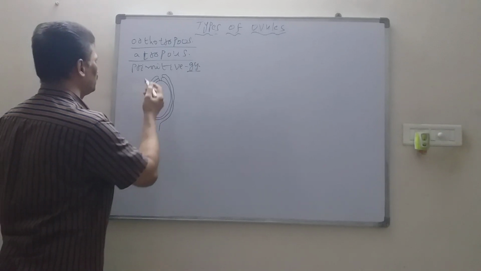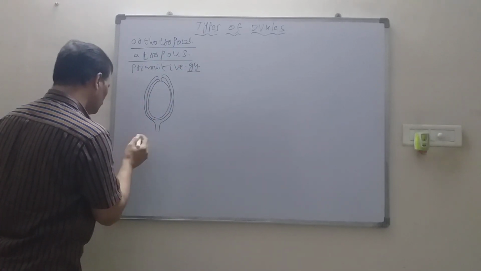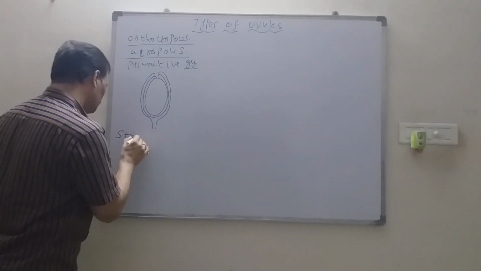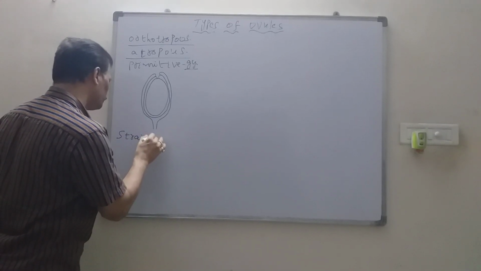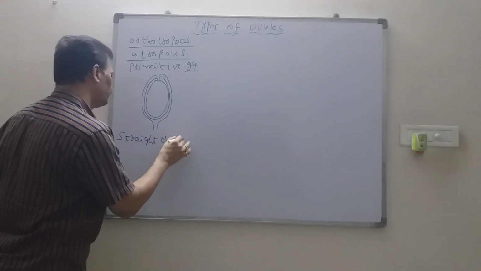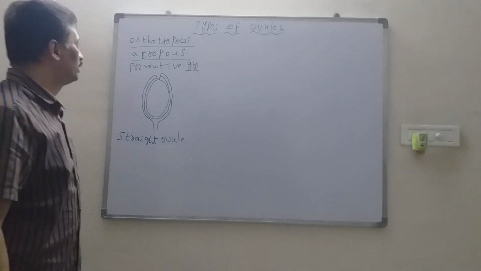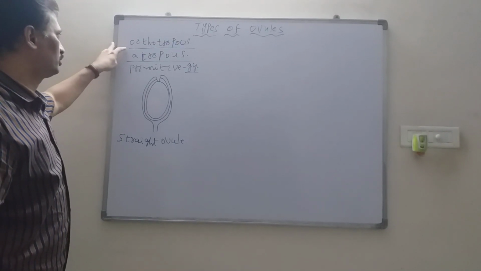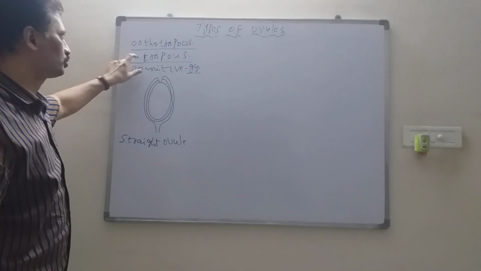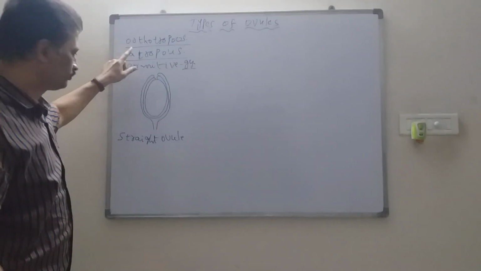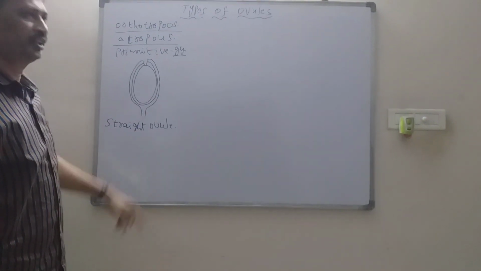In this way, this orthotropous ovule is also called the straight ovule. That means there are so many names for the orthotropous ovule. It is also called the atropous ovule. Why is it called atropous? We will explain now. And it is also called the straight ovule.